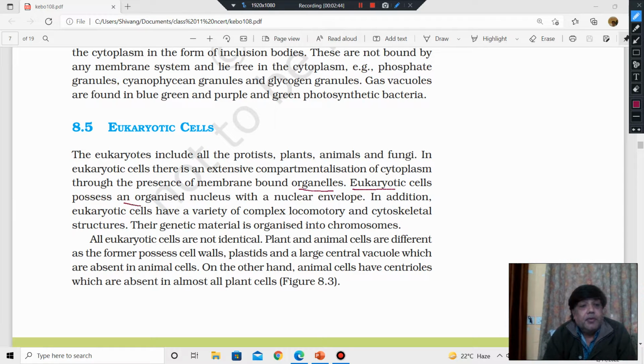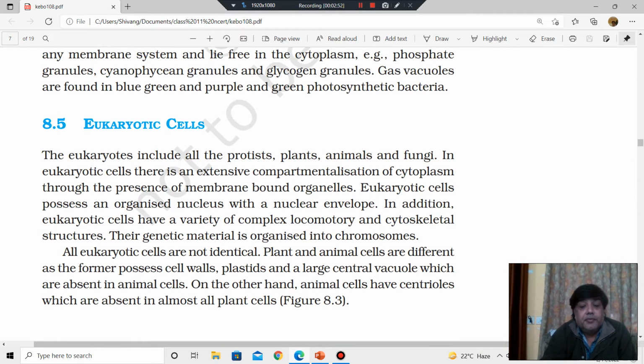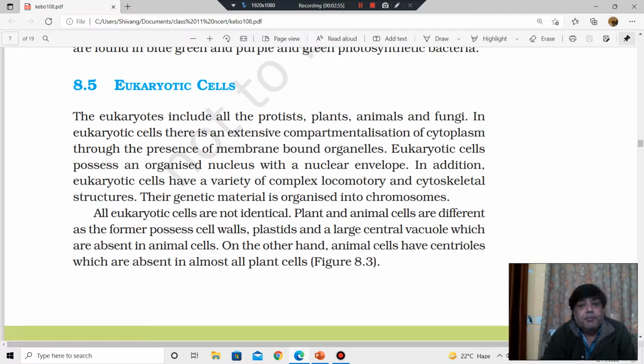Eukaryotic cells possess an organized nucleus. In case of eukaryotic cell, a well-defined nucleus is present. Well-defined nucleus means genetic material bound by nuclear membrane. Whereas in case of prokaryotic cell, genetic material is not bound by nuclear membrane, so genetic material is said to be naked. In case of prokaryotic cell, we use the term naked genetic material. And histone proteins are also not present in prokaryotic cell, whereas in case of eukaryotic cell, histone proteins are present. Eukaryotic cells possess an organized nucleus with the nuclear envelope.